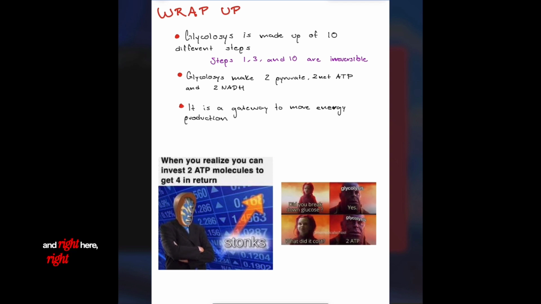Okay, and right here, right under, I have some memes that I hope you guys can understand after this brief introduction or overview of glycolysis.